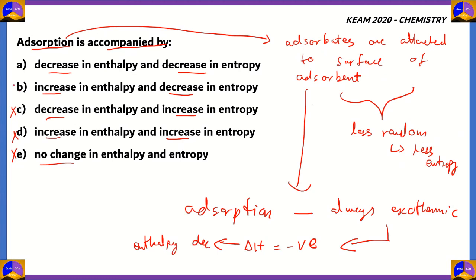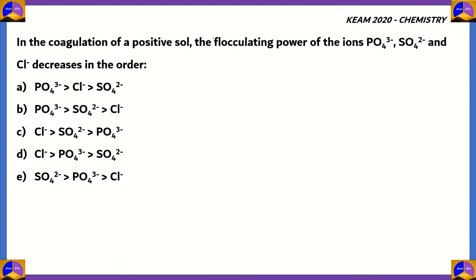So therefore, option B, increase in enthalpy and decrease in entropy, is incorrect. The correct answer is that adsorption is accompanied by a decrease in both enthalpy and entropy. An example for adsorption is the drying up of shoes and other products using silica gels, which adsorb water. Now, the next question. This is the final question of this episode.